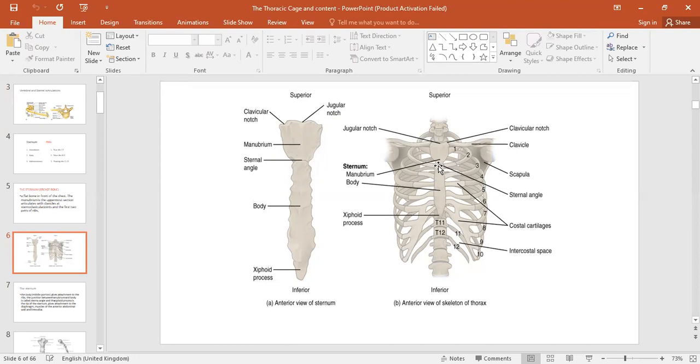So that is the sternal angle of Louis, otherwise known as the manubriosternal joint, in line with the second rib. There are so many structures found at this level. If you draw a horizontal line cutting through the sternal angle of Louis, you're going to find various structures located at this level.